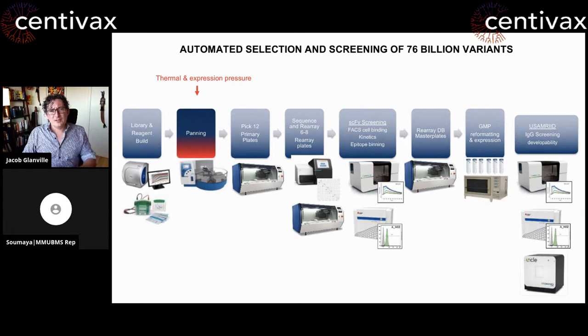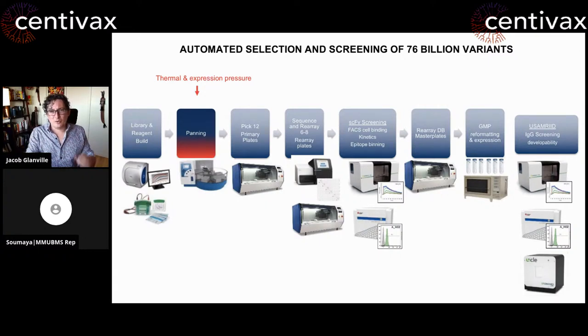We then use robots to pick colonies. So we pick thousands of colonies. We use sequencing to rearray the unique ones. And then we go into these high throughput kinetics devices to do binding screening using Biacore, Octet HTX, or the Carterra LSA platform. These are various instruments that let us quickly assess binding. We also have instruments that let us look at cell binding. So these are FACS assays at high throughput as well. And that's basically the process.